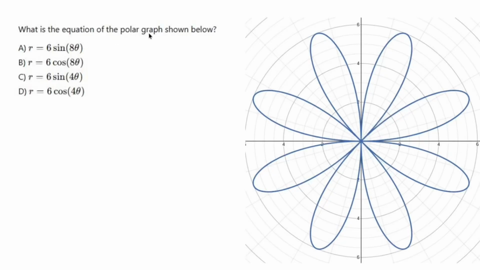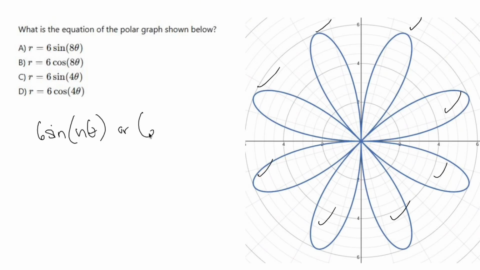What is the equation of the polar graph shown below? Well, this is a rose. There's 1, 2, 3, 4, 5, 6, 7, 8 petals. So a rose is either going to be given to you by 6, and by the way, why am I calling this 6? Because it goes out to 6. 6 sine n theta, or it's going to be 6 cos n theta. Now, when I have an even number of petals, that n is going to be half of the amount of petals that I have. So in this case, 8 over 2 is going to be 4.